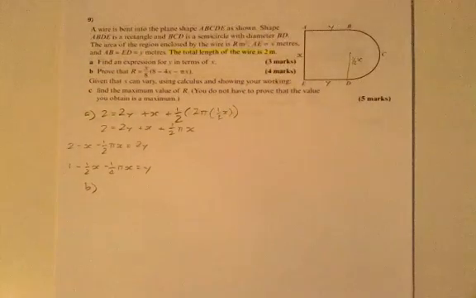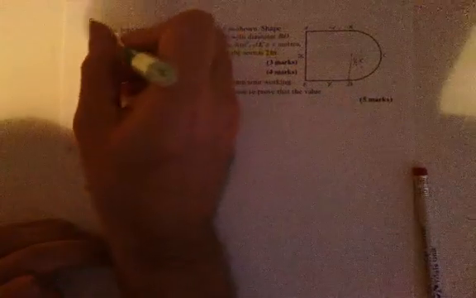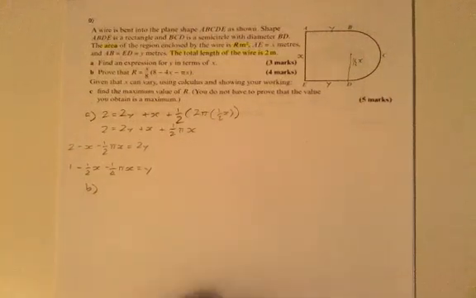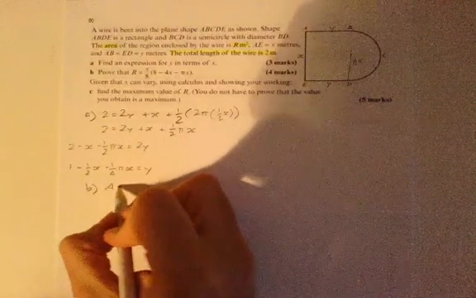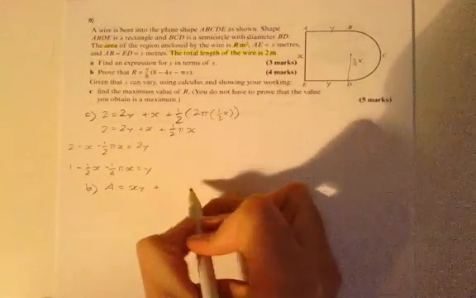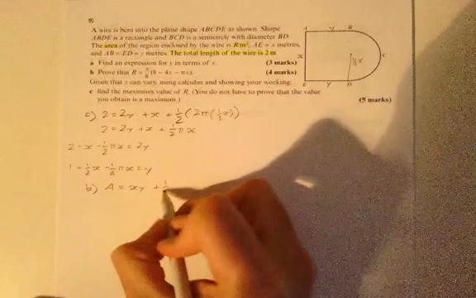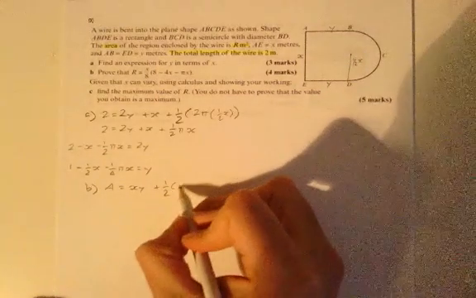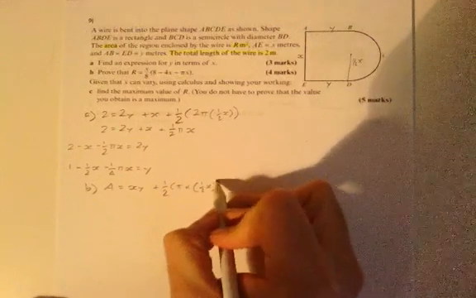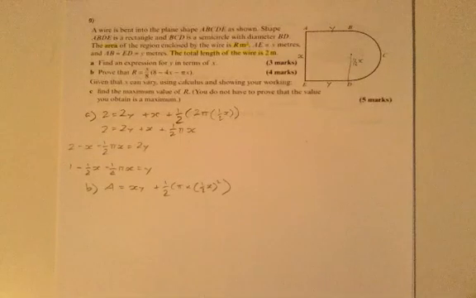Okay. So part B. Prove that R, which remember was the area, is given by X over 8 brackets 8 minus 4X minus pi X. So the area here is X times Y plus a half of the area of the circle, which will be pi times a half X all squared.